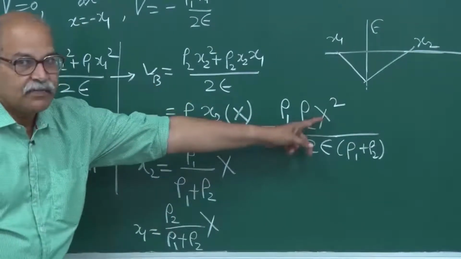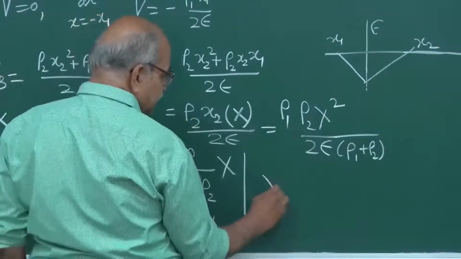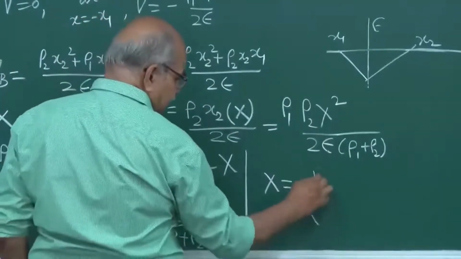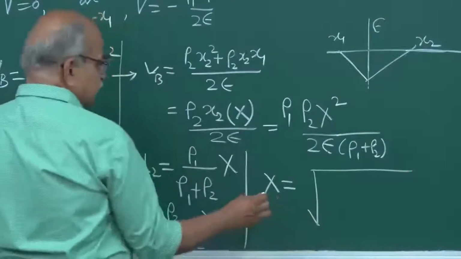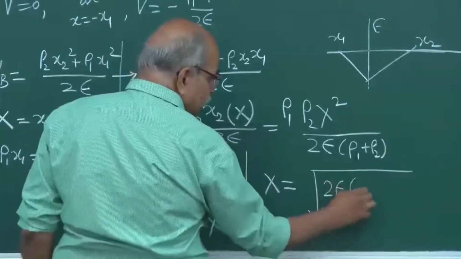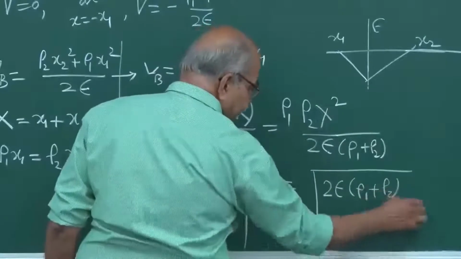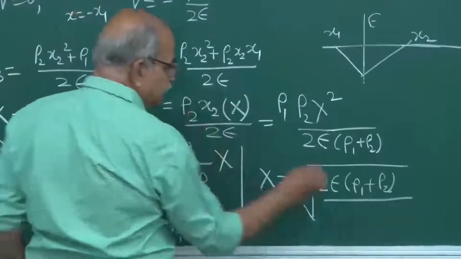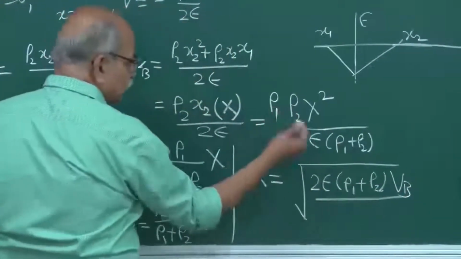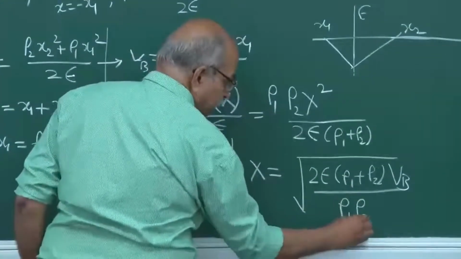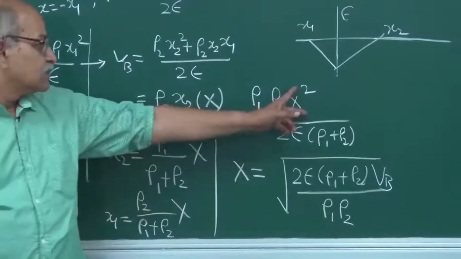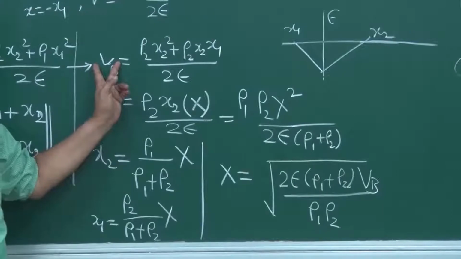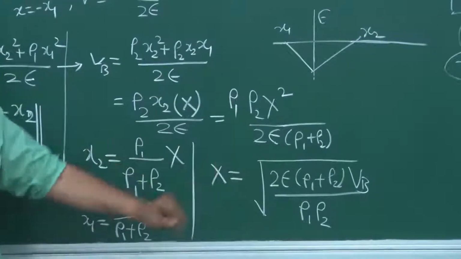So if you want to write capital X from here, take this thing here and this thing down and then square root of it. So it is 2 times epsilon rho 1 plus rho 2, multiplied by this VB here and divided by this rho 1 rho 2. All right, X square. So this will go here: 2 epsilon rho 1 plus rho 2 into Vb, divided by rho 1 rho 2, and then the square root. So this is it.